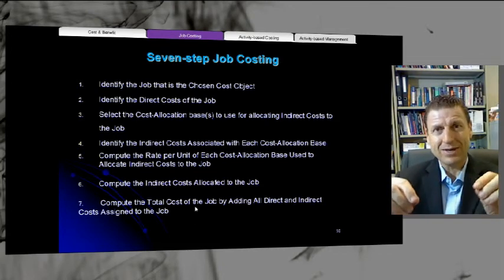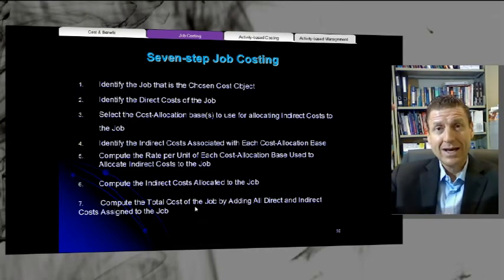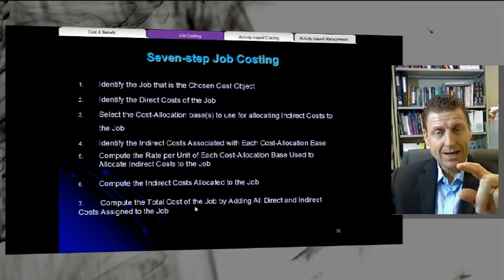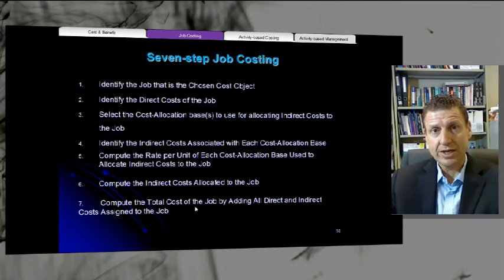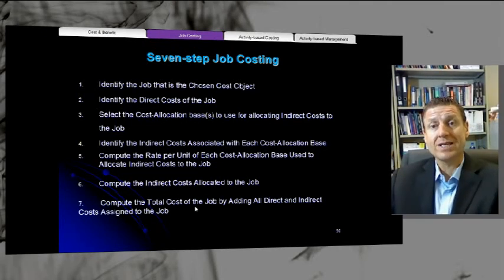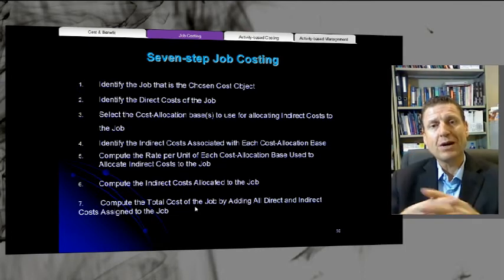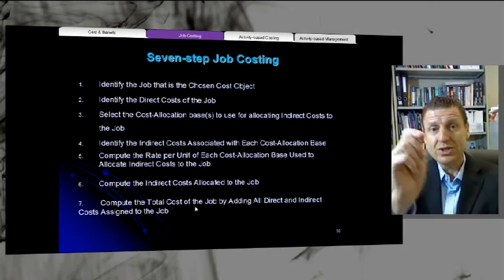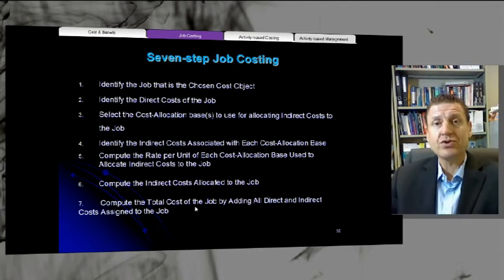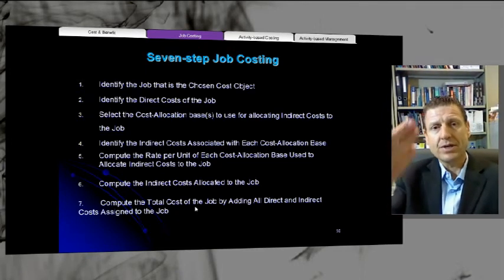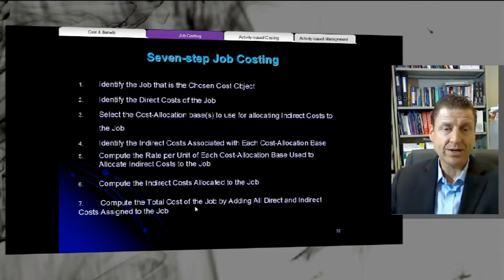We don't have time to go through all the calculations, but you can see the numerator is basically the total cost or fixed cost of an overhead, like machines, like supervision, like electricity, like water, and the denominator is the hours that the machine is running, if that is the cost base. So we want to identify the indirect costs associated with each cost allocation base. Then we can compute a rate per unit for each cost allocation base used to allocate indirect costs to a job, compute the indirect costs allocated to a job, and then compute the total cost of the job by allocating all indirect costs assigned to a job.